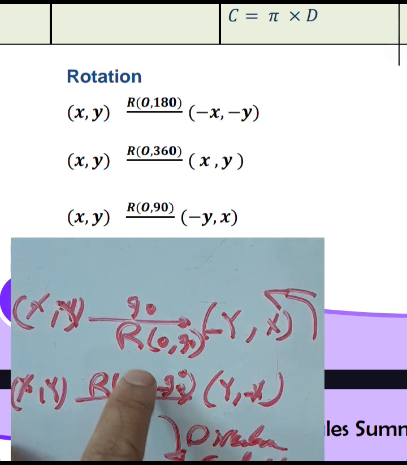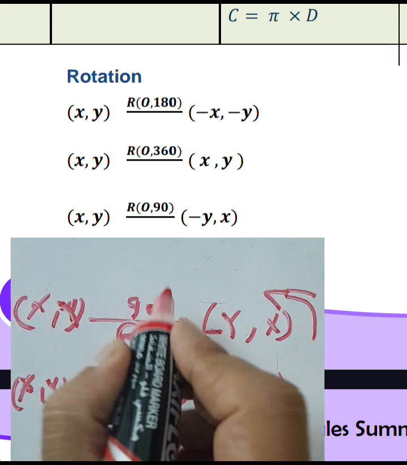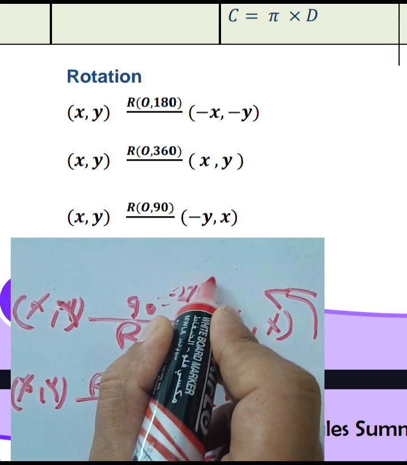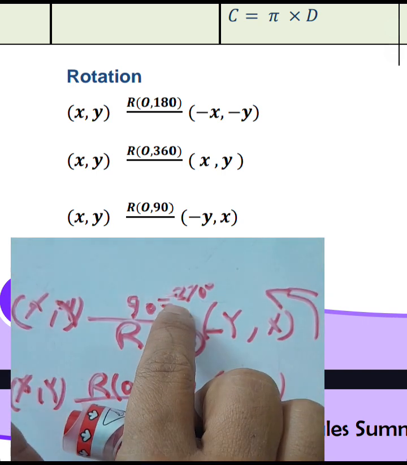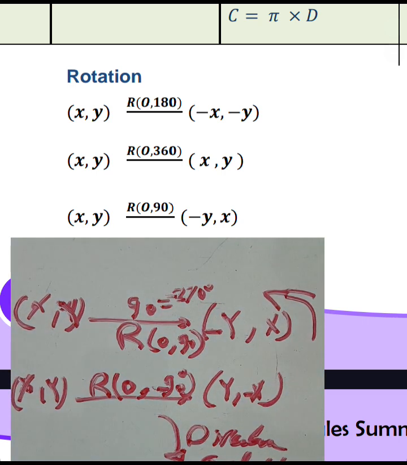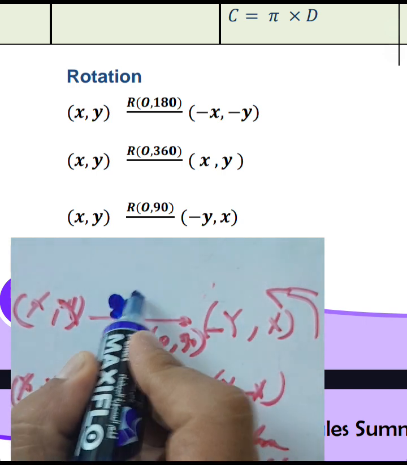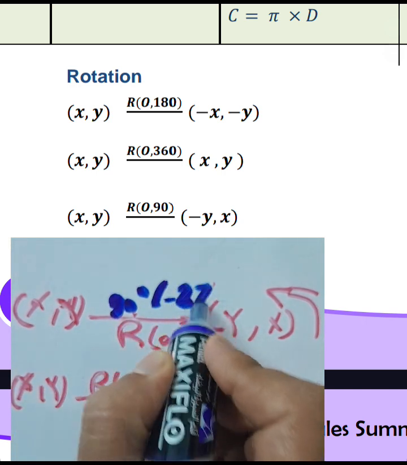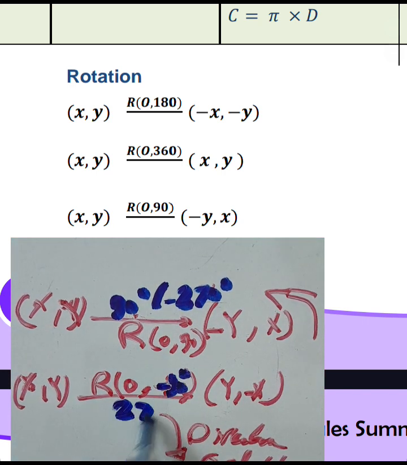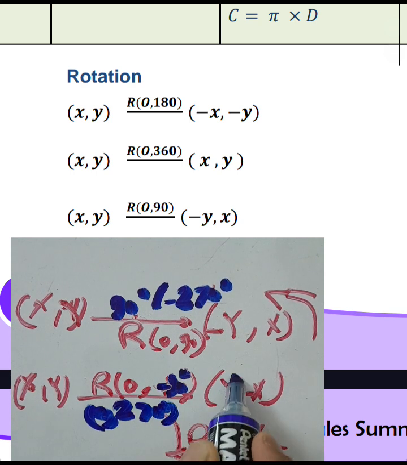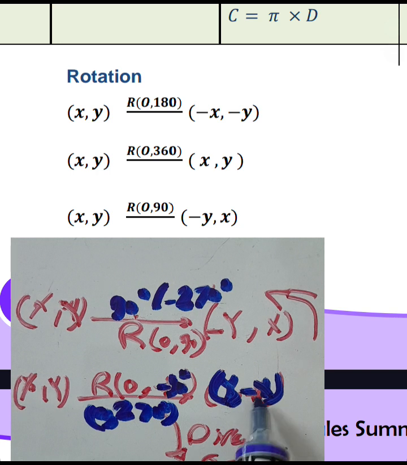And rotation of 90 degrees is equivalent to negative 270. It's the rule to find rotation of 90 degrees or negative 270, it's equivalent. You must swap x and y and change the sign of the first. And rotation of negative 90 degrees or 270 around 0, you must swap x and y and change the sign of the second, right?